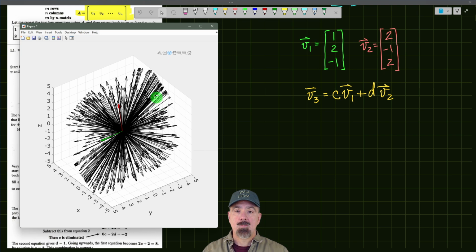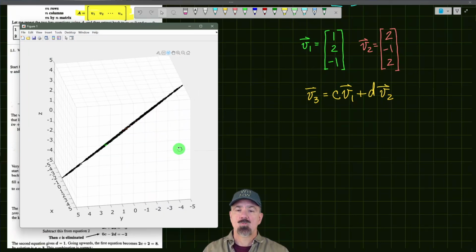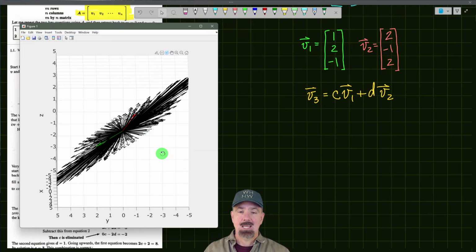And you can see that it appears we have vectors all over the place. The reality is actually a little different than that. We don't have vectors all over the place. We have linear combinations of those two vectors, which means we are restricted to the plane in which those two vectors lie. We have created what's called a span.